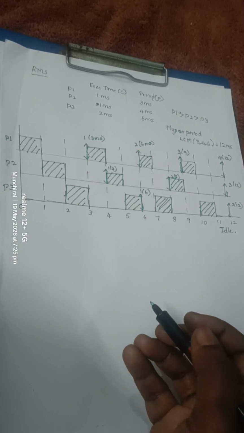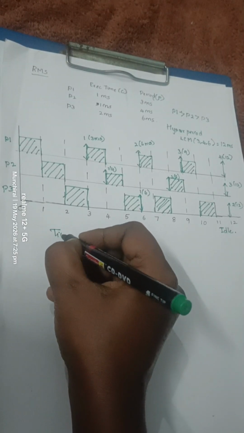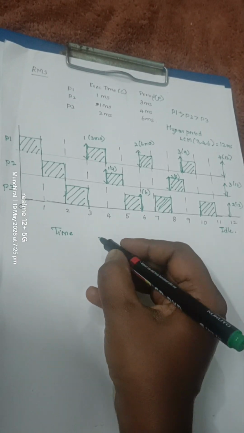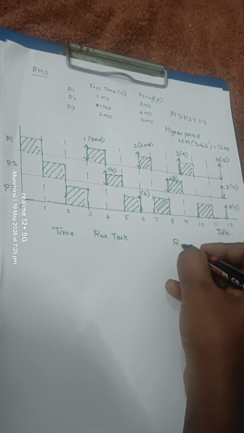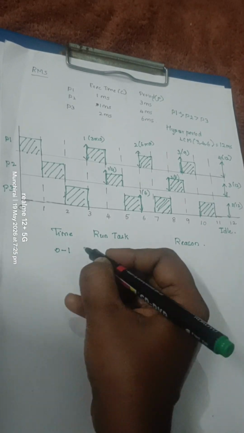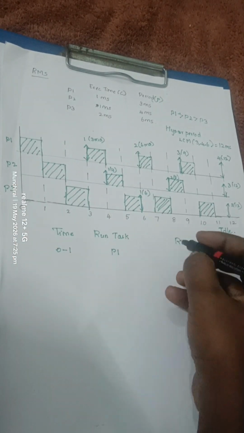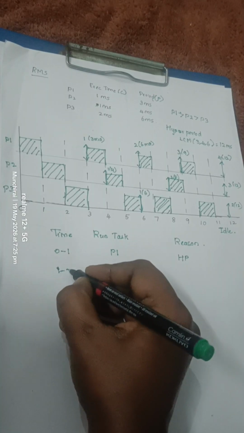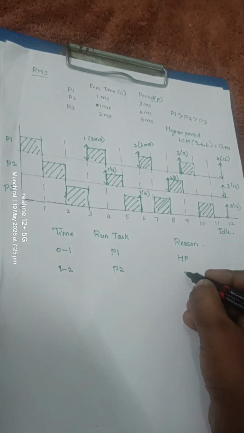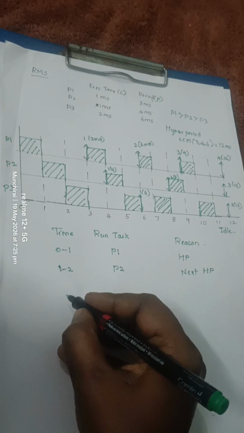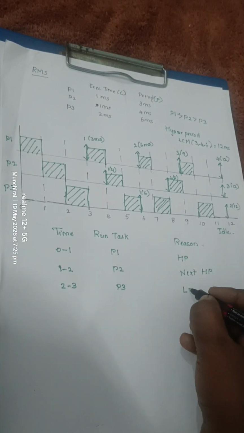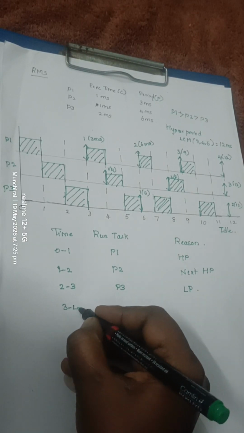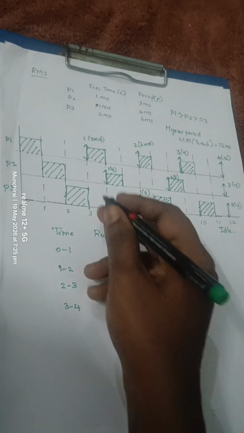If you want, you can also write it in a table form: the time, the running task, and then the reason it is running now. At time interval 0 to 1, P1 is executing because it is the highest priority. For 1 to 2, P2 is executing because it's the next highest priority. From 2 to 3, P3, because after these two it has the next priority, the lowest priority. Then 3 to 4, P1 will be executing since a new instance is going to start.